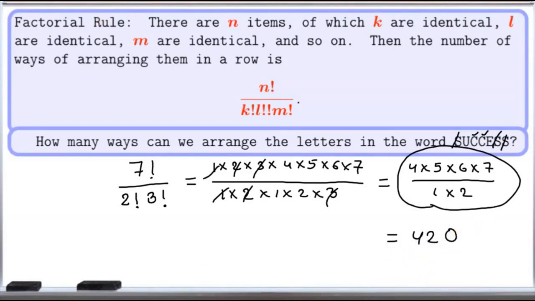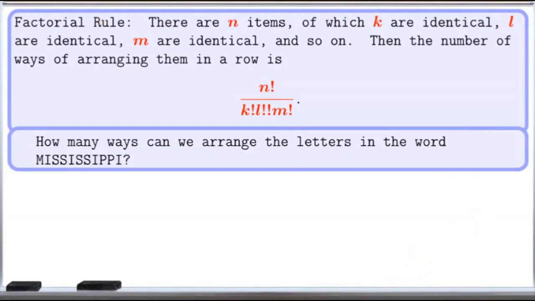So let's look at another example. Here we need to find out how many ways we can arrange the letters in the word Mississippi. If we rearrange these letters, we can come up with different combinations. Here some letters are identical. If we look at this word Mississippi, there are 11 letters. Since we have 11 letters, we will have 11 factorial in the numerator. So let me put that down here, 11 factorial.